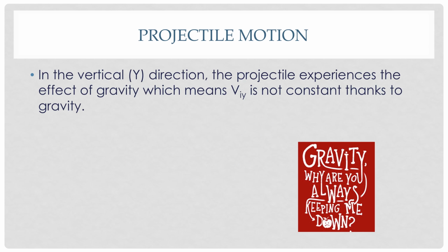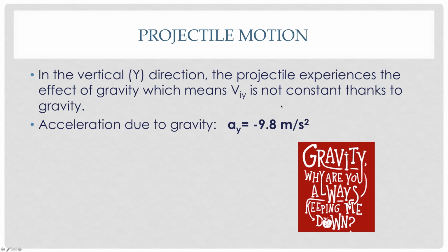All right. For vertical, your projectile experiences gravity. So your VIY is not constant, and our acceleration due to gravity is what we've been using of negative 9.8 meters per second squared. That's as long as we're on Earth, and for this test, we will stay on Earth for all of our calculations.